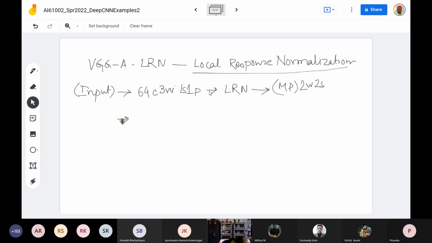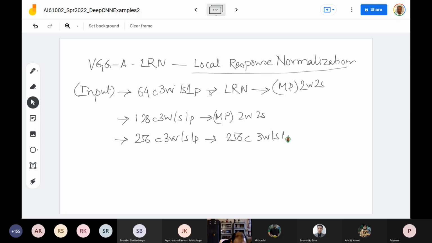From there, again, it is 128C, 3W, 1S, 1P. Then to max pool, 2W, 2S. Then comes 256C, 3W, 1S, 1P, and so on and so forth, as it is in VGG.